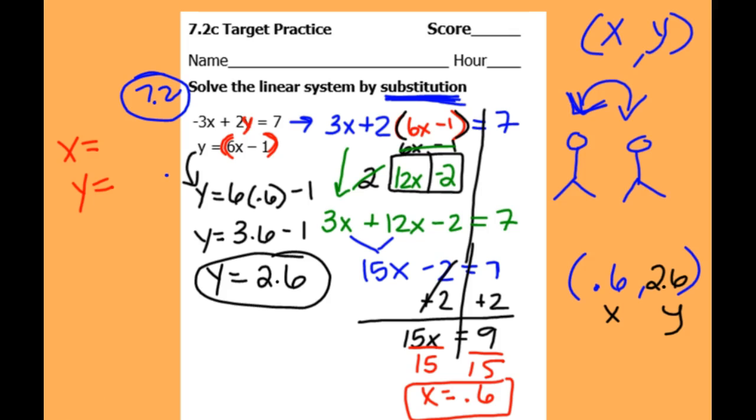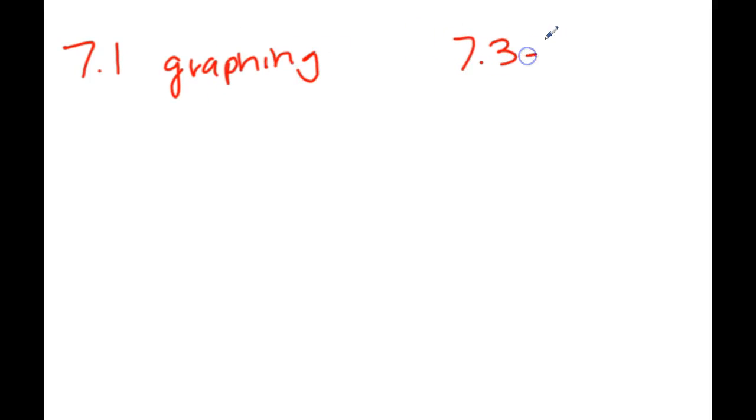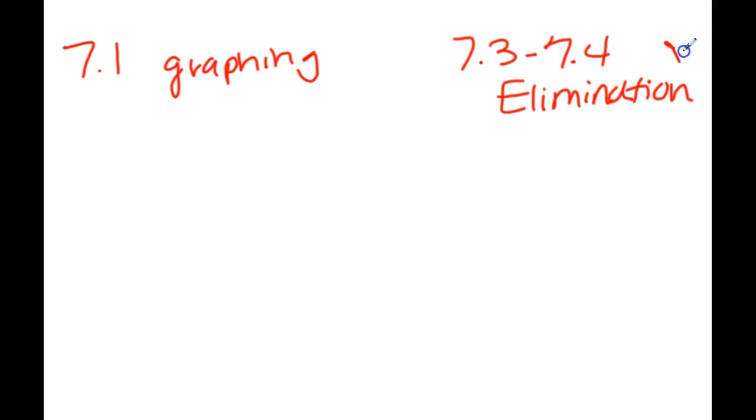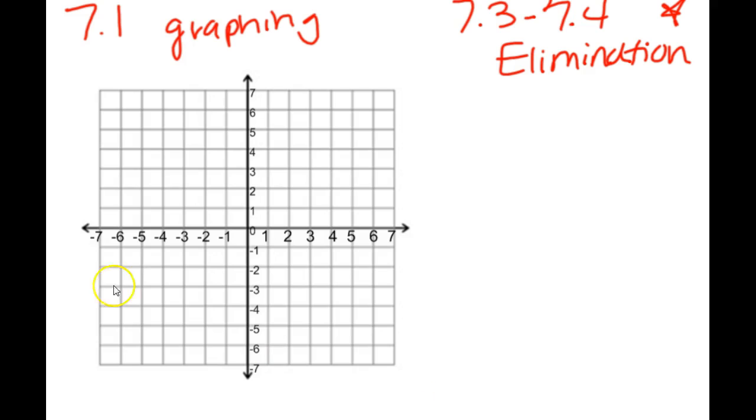Before we collect homework, a couple other things that we would need to review. The first is 7.1, solving by graphing. And the second is 7.3 and 7.4, which is solving by elimination, which is most people's favorite, the ones that we worked on most recently. So first, solving by graphing.